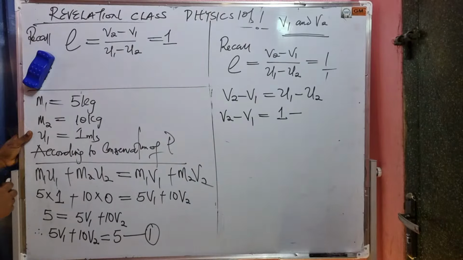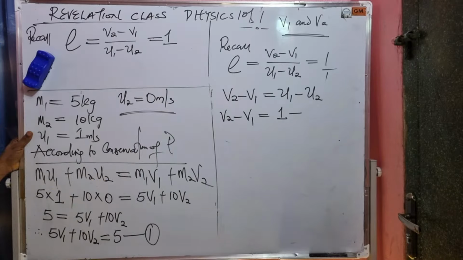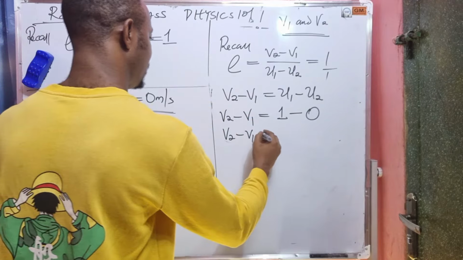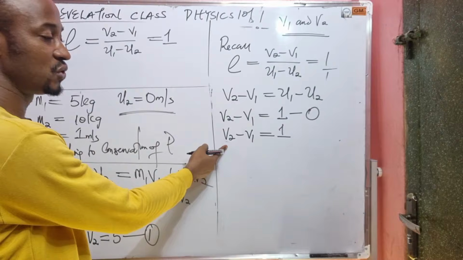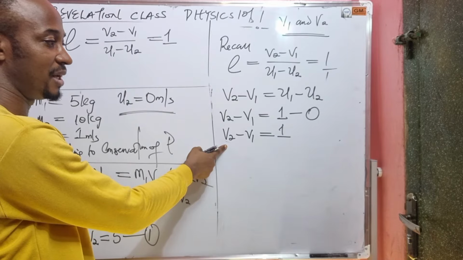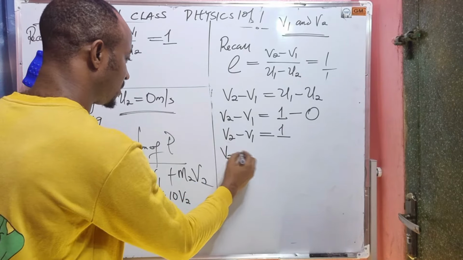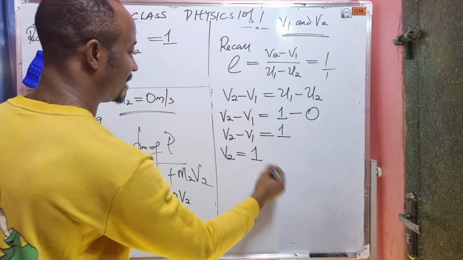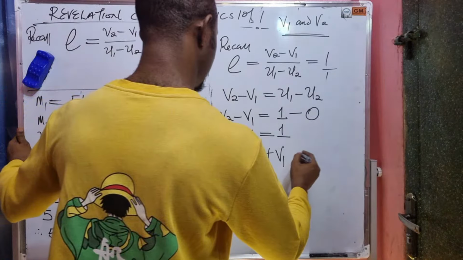minus our U2. Our U2 is 0 because the body is stationary, right? So that means that V2 minus V1 must be equal to 1. From here, I can make my V2 stand alone as the subject of the formula. That means my V2 becomes 1, right? When you move this minus V1 to the other side, it becomes plus V1. So I can call this equation 2.